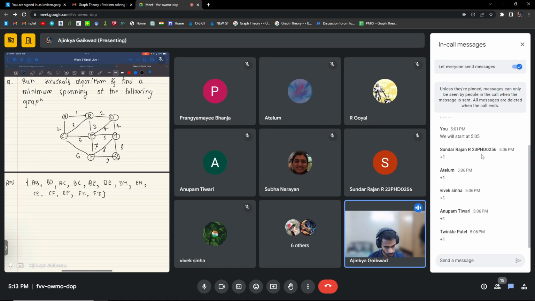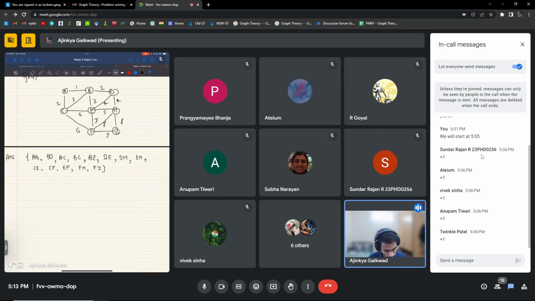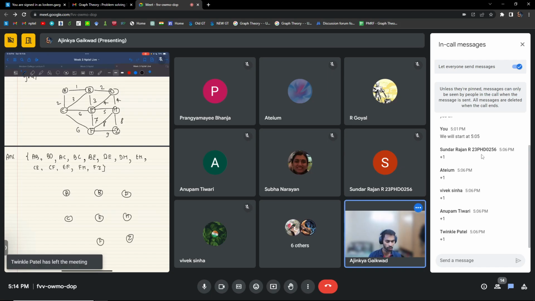Okay, so let's do this. So let me first add the vertices here and then we'll add the edges accordingly. So let's say A, B, D, C, E, H, F, and Z, right? So there are 8 vertices available here. So how many edges will be there in the minimum spanning tree? Can anyone tell me?